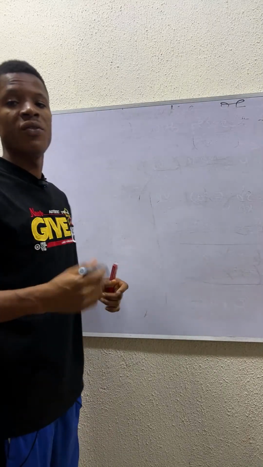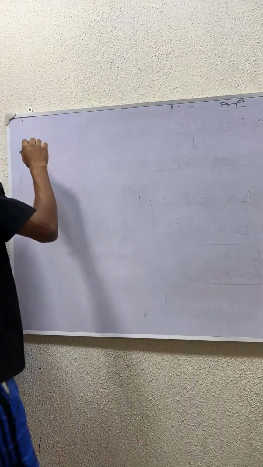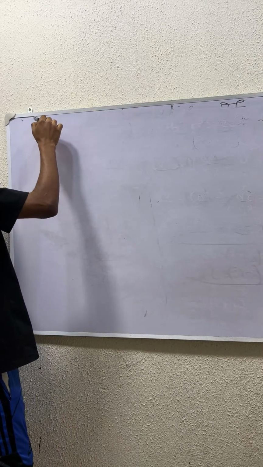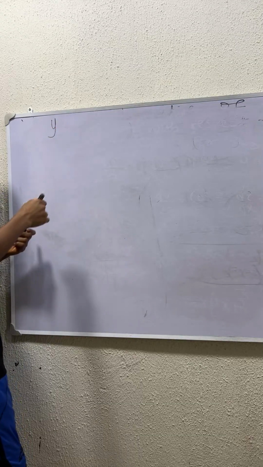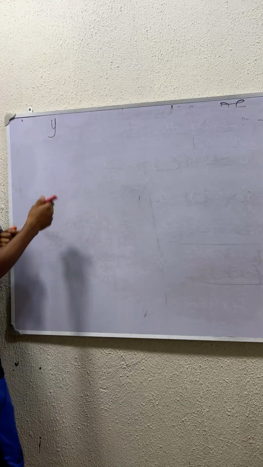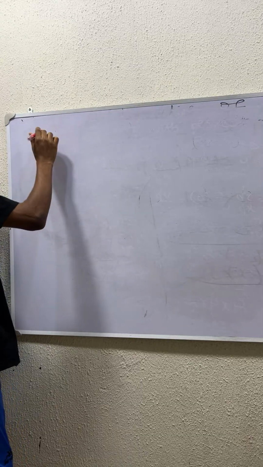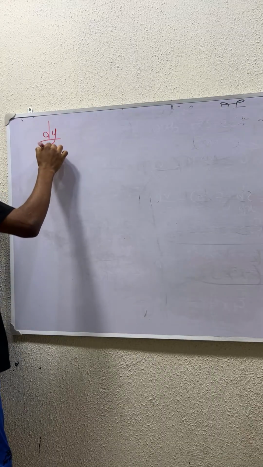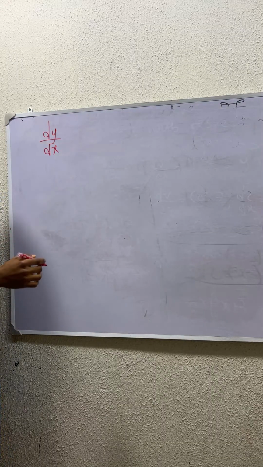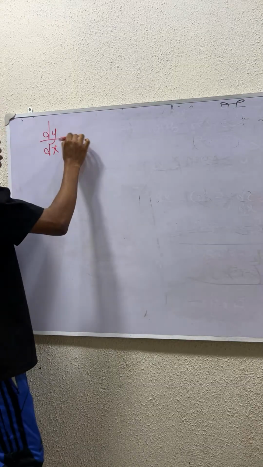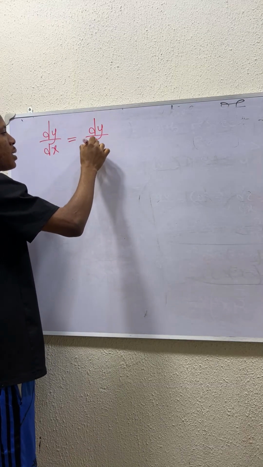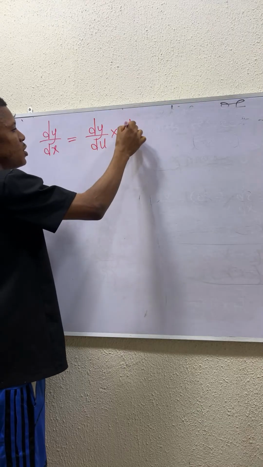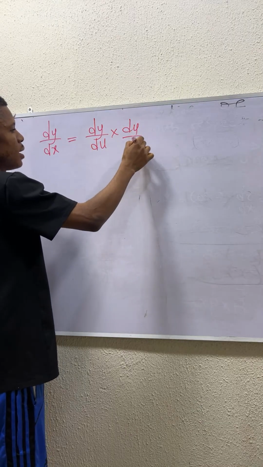Whenever we have a function y and we apply chain rule, differentiating y with respect to x is the same thing as differentiating y with respect to u, times differentiating u with respect to x.